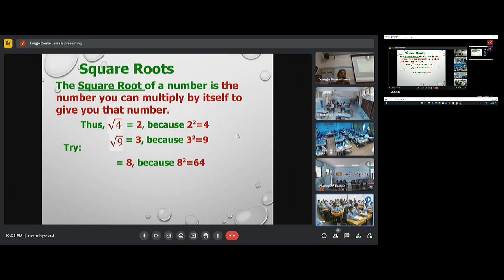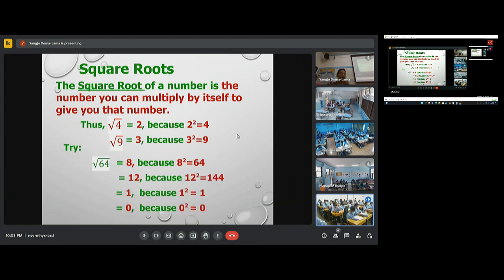Now 8 is the square root of what number? 64. Why? Because 8 square makes 64. Similarly, 12 is the square root of what number? 144. Because 12 square is 144. So we get root under 144 is 12.